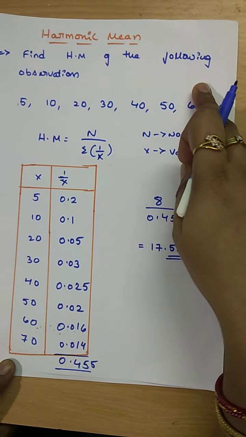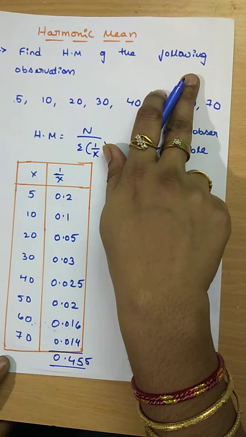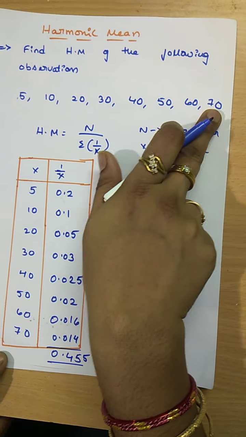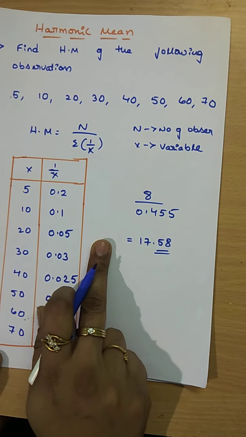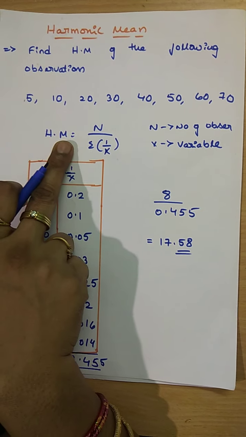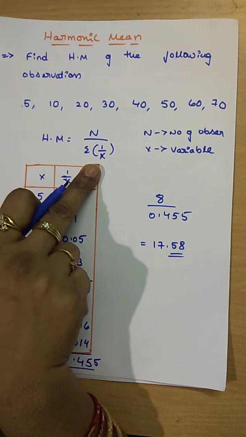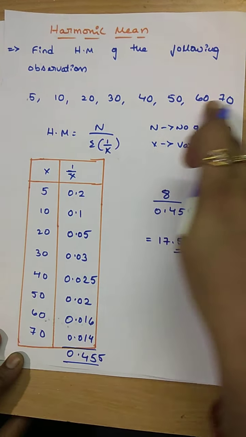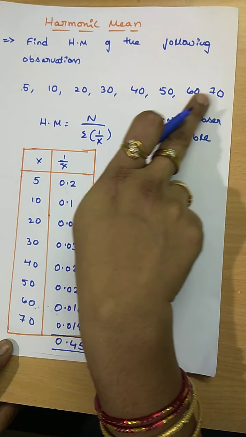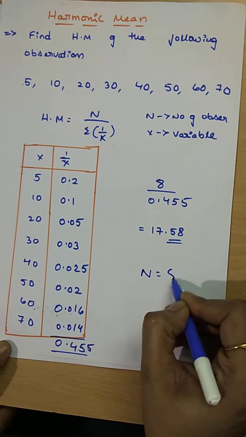Here is an example to find the harmonic mean. Find the harmonic mean of the following observations: 5, 10, 20, 30, 40, 50, 60, 70. For this, the formula is harmonic mean equal to n divided by summation of 1 by x. Here n is the number of observations. The total number of observations is 1, 2, 3, 4, 5, 6, 7, 8, so n equal to 8.